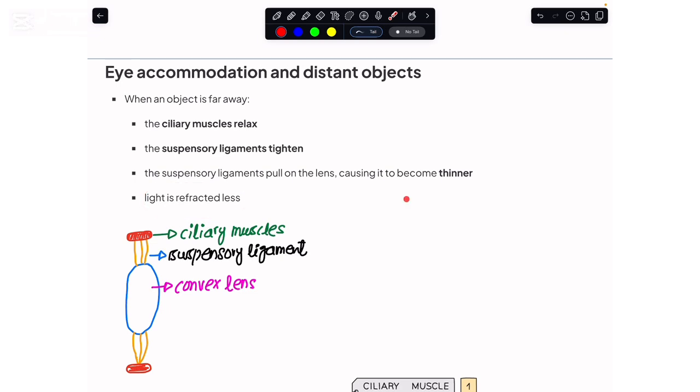By refraction, we mean that the light rays coming in change from their original direction. This is what we term the refraction property. When we are looking at a distant object, we have to refract the light less by the convex lens, and for that purpose it becomes thinner or slackened.